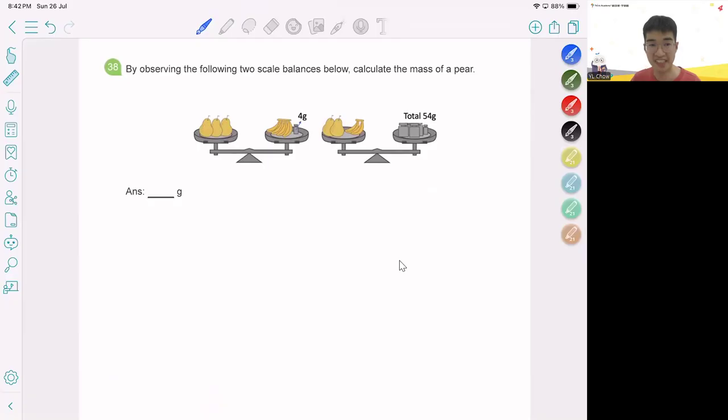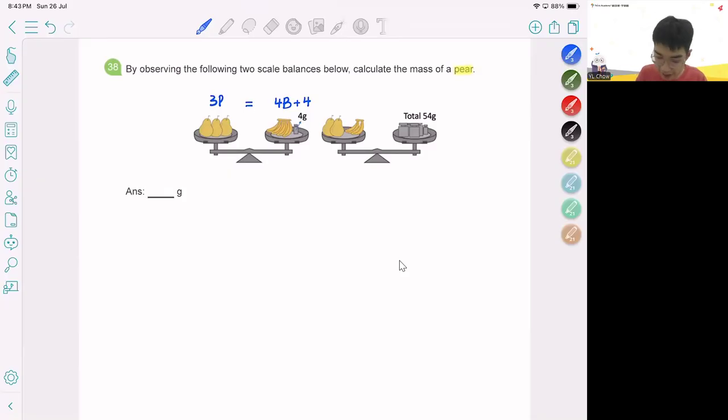Now let's read the question. By observing the following two scale balances below, calculate the mass of a pear. All right, so it's a pear. We have two fruits over here, two types, pears and bananas. Let's observe each scale and form an equation first. In the first scale balance, you have 3 pears on the left, you have 4 bananas on the right, plus an extra 4 gram. And they are equal. The scale is balanced, so we say that it's equal.